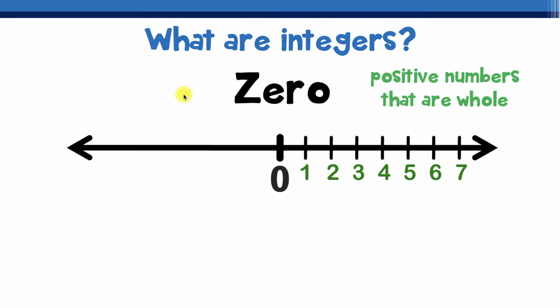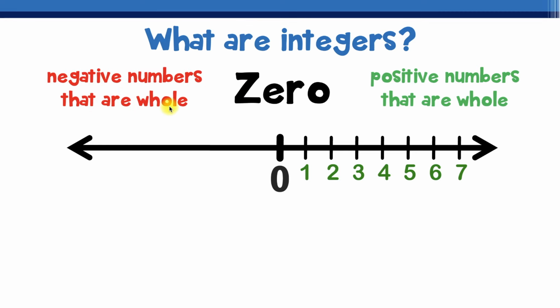And on the left side of 0, the numbers that are integers are negative numbers that are whole. So the first integer to the left of 0 would be negative 1. The next integer to the left would be negative 2. After that, to the left would be negative 3, followed by negative 4. The next integer would be negative 5, then negative 6, then negative 7.